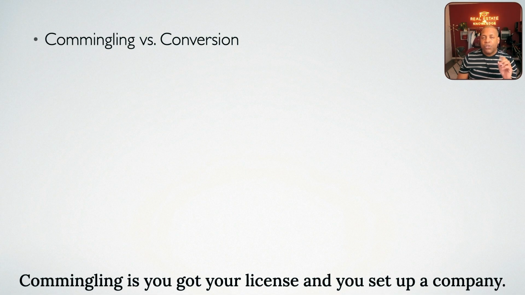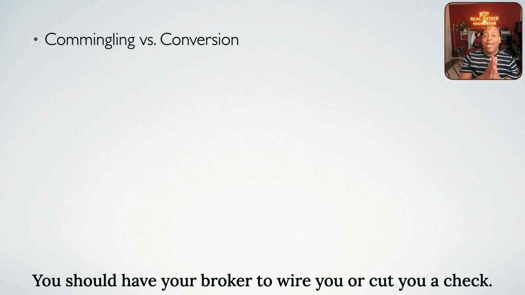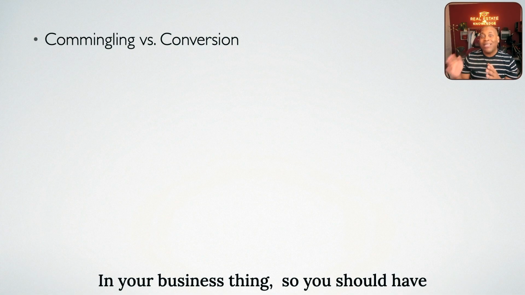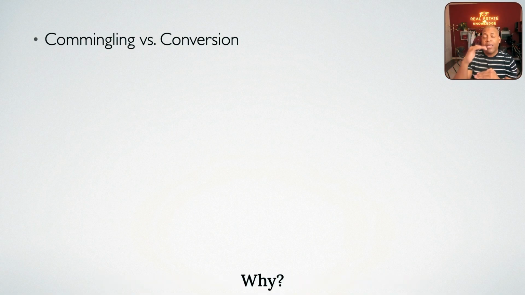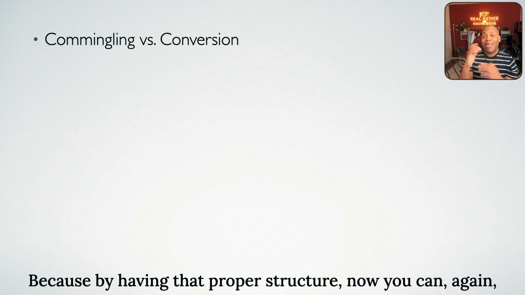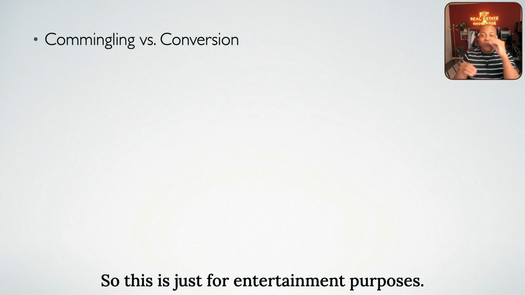Commingling is when you got your license and you set up a company. You should never receive a commission check in your name. You should have your broker wire you or cut you a check in your business name, right? So you should have your personal account and your business account. Why? Because by having that proper structure, now you can, again, I'm not a licensed financial agent or advisor, so this is just for entertainment purposes.